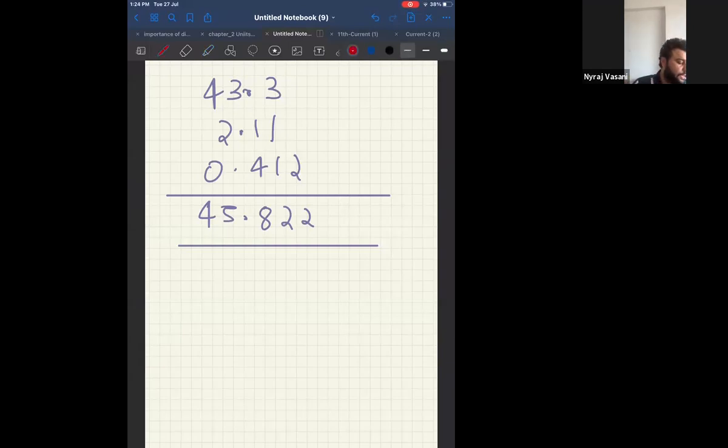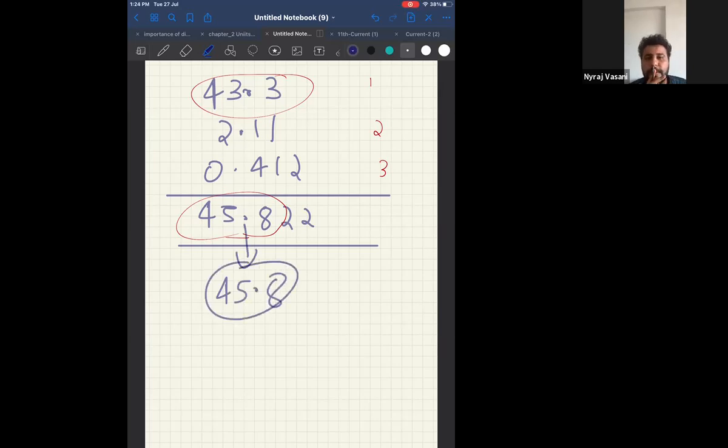Now tell me, in these three, can I say this has 1 decimal place, this has 2 decimal places, this has 3 decimal places? Therefore, this is the least. Therefore, even my answer should be only up to 1 decimal place. Therefore, the answer is 45.8, because 2 is anyway lesser than 5, I can discard. Therefore, in the exam, the right answer will be 45.8. Is it clear? Easy?